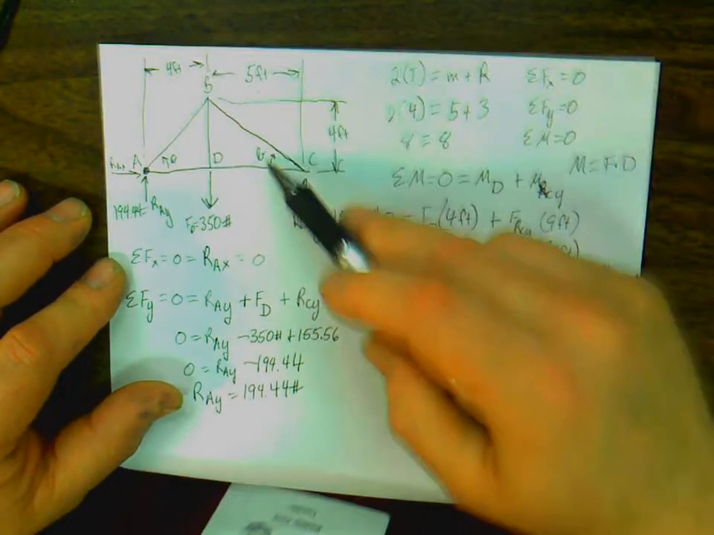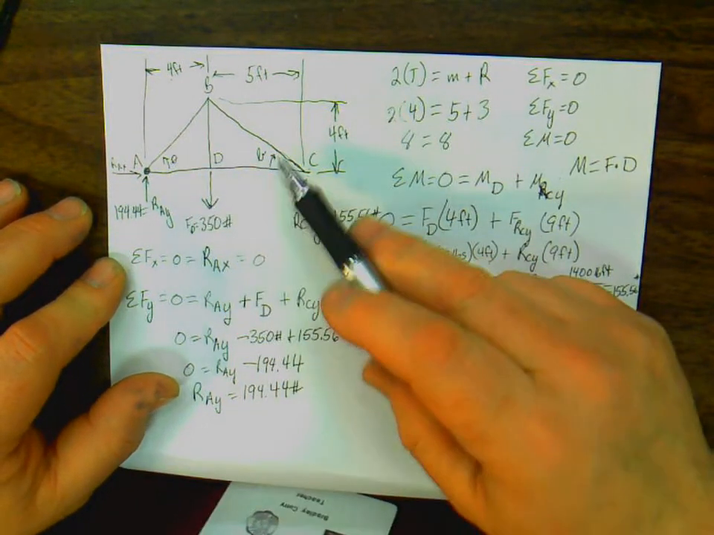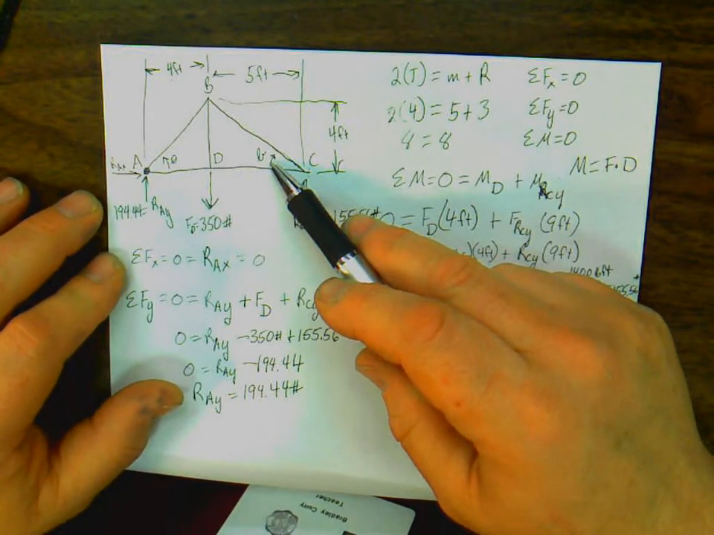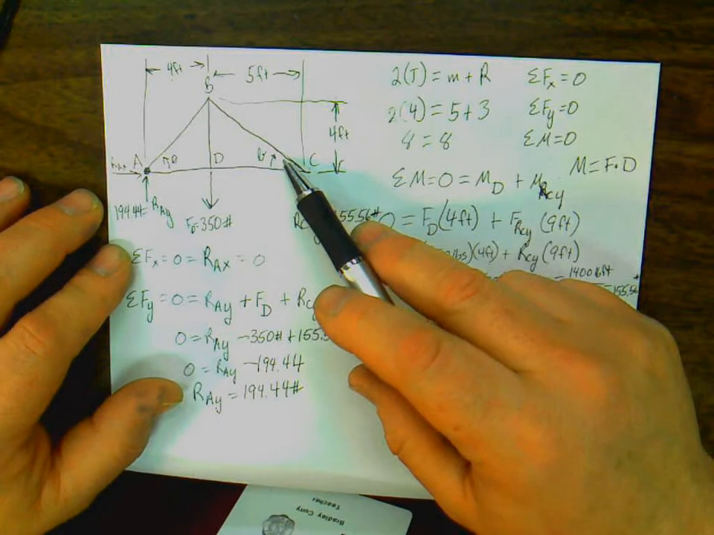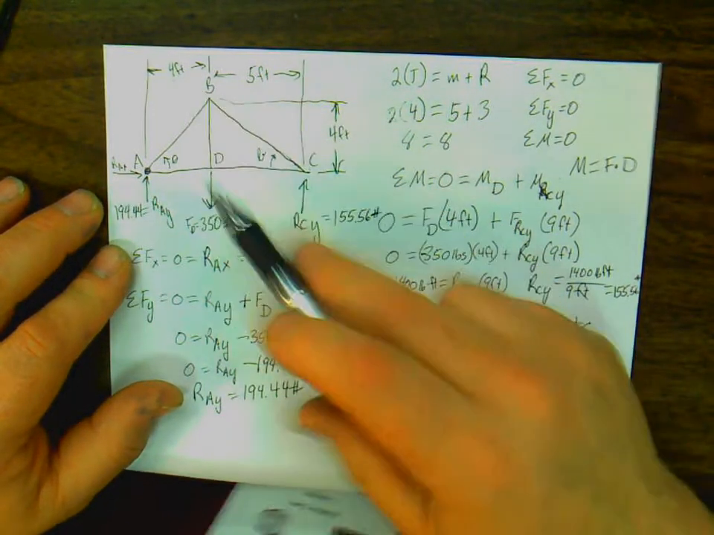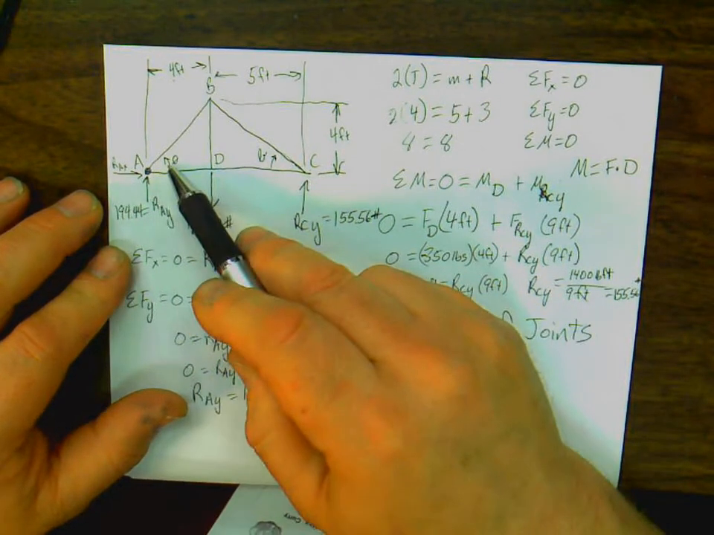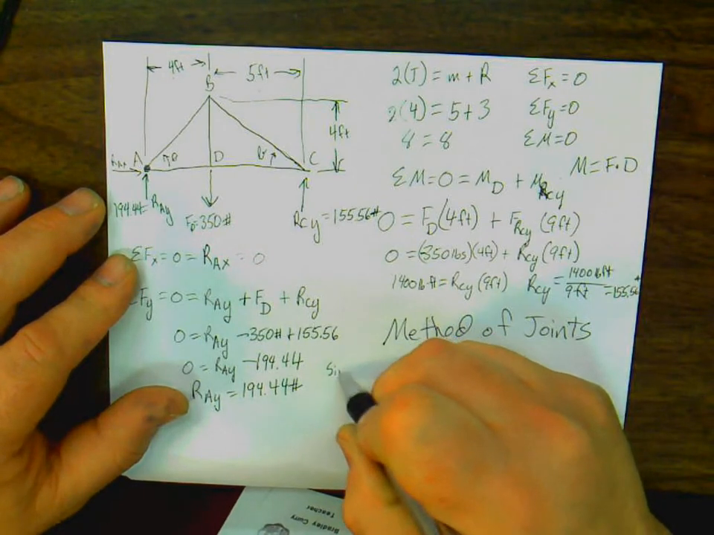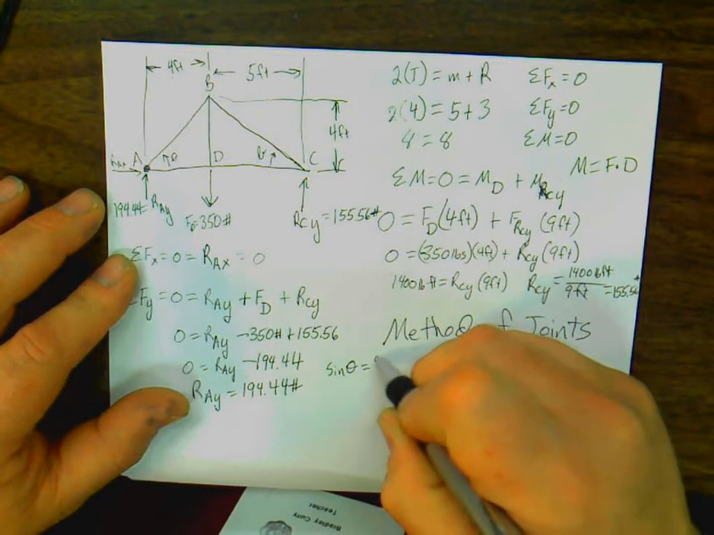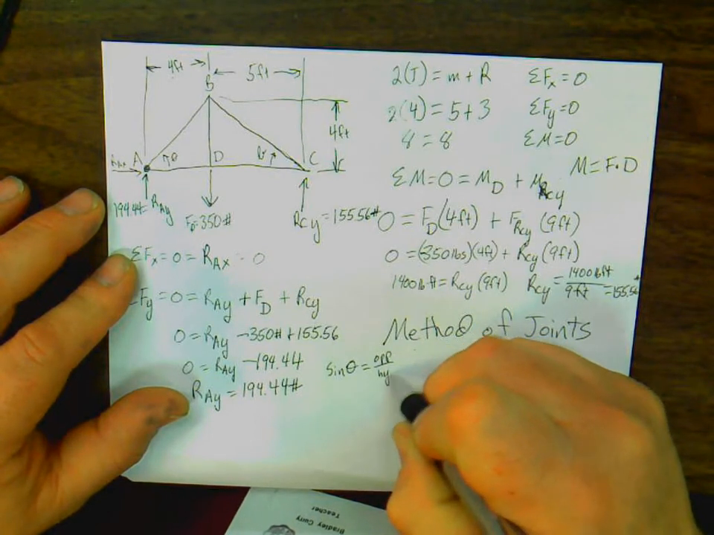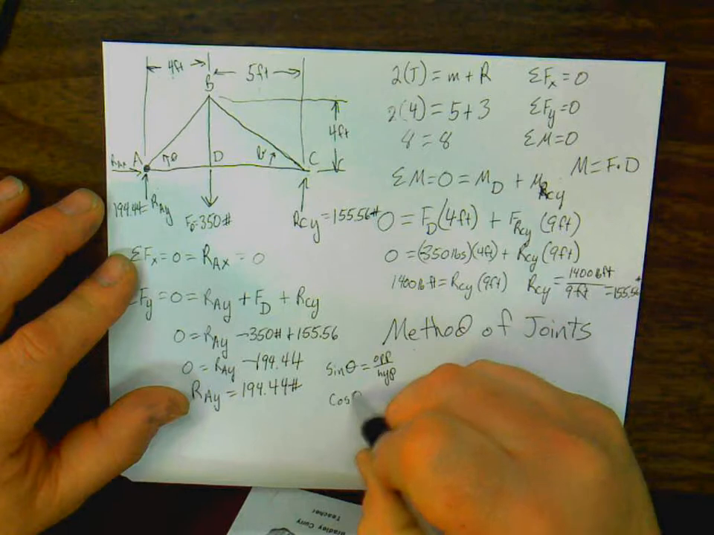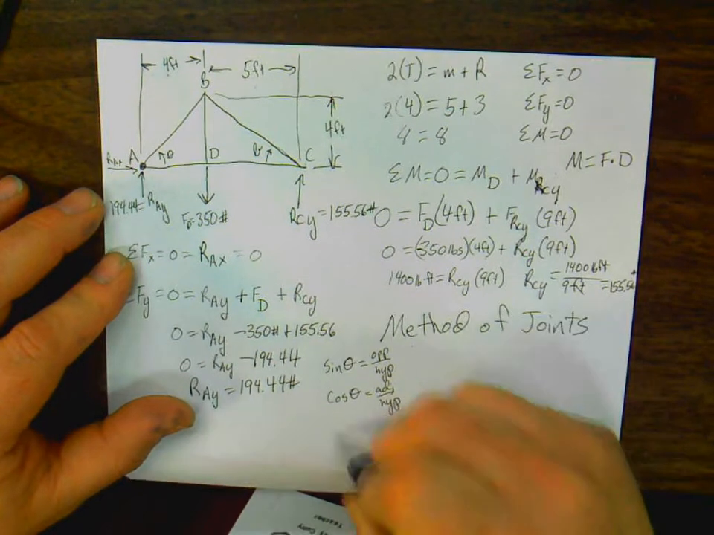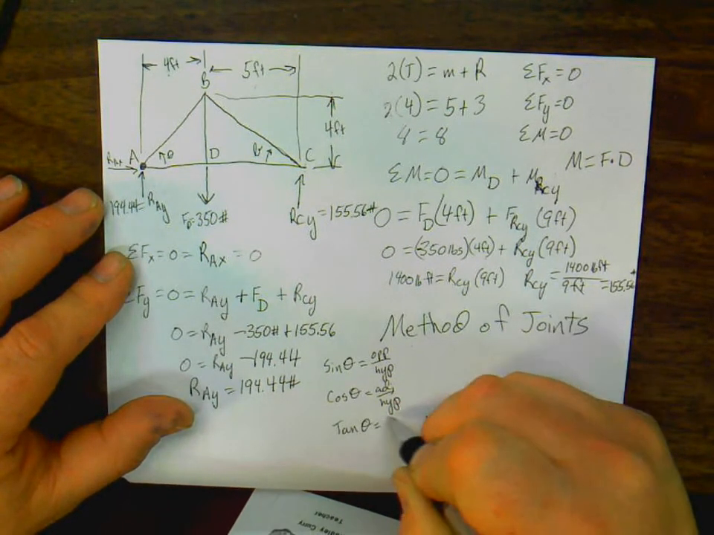We need to determine what both theta is and what beta is. Now, if you recall, we're going to use trigonometry for this, and we've got some of our dimensions already here. So we'll start here with theta, and if you remember your trig functions, we have the sine of theta equals the opposite over the hypotenuse. The cosine of theta equals the adjacent over the hypotenuse. And the tangent of theta equals the opposite over the adjacent.